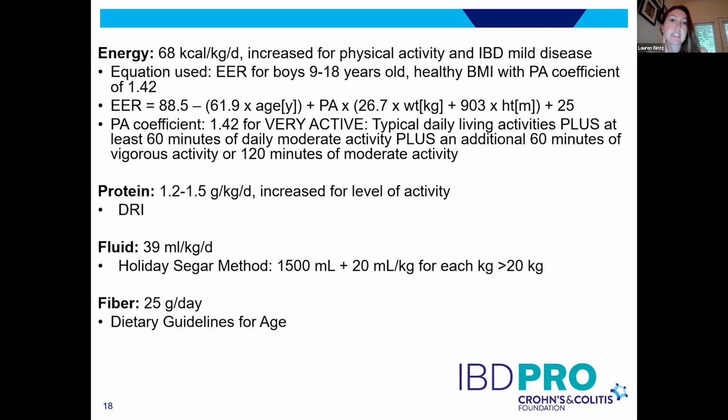Very active includes typical daily living activities, plus at least 60 minutes of daily moderate activity, plus an additional 60 of vigorous activity, or just 120 minutes total of moderate activity. And so he had let me know he was a very competitive tennis player, exercising for about 4 hours a day. So he was a good fit for this coefficient of 1.42.